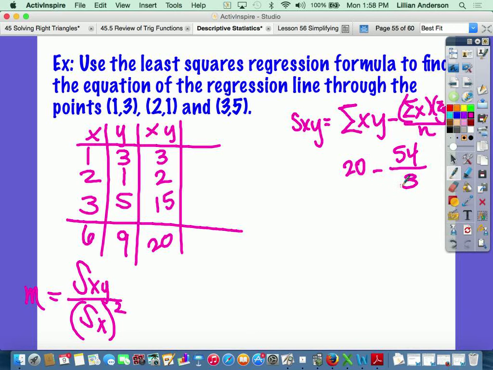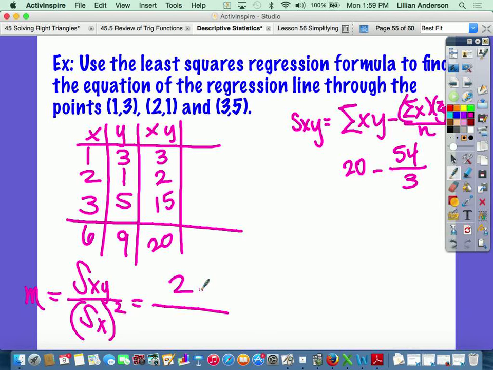And that's all over the other part. Let's figure out what this is. 54 divided by 3 is 18. So what's 20 minus 18? 2. So that numerator is 2.